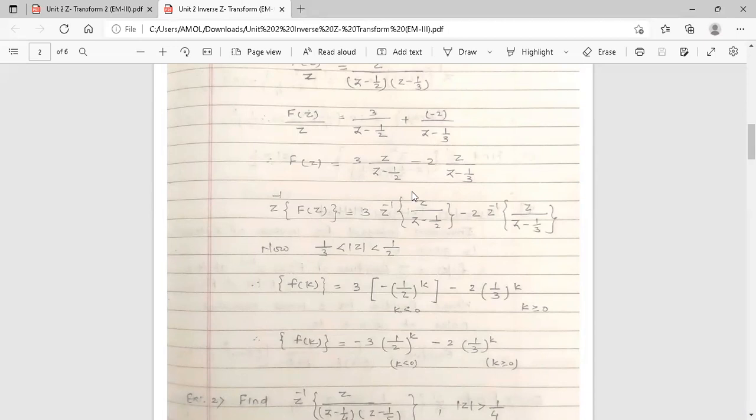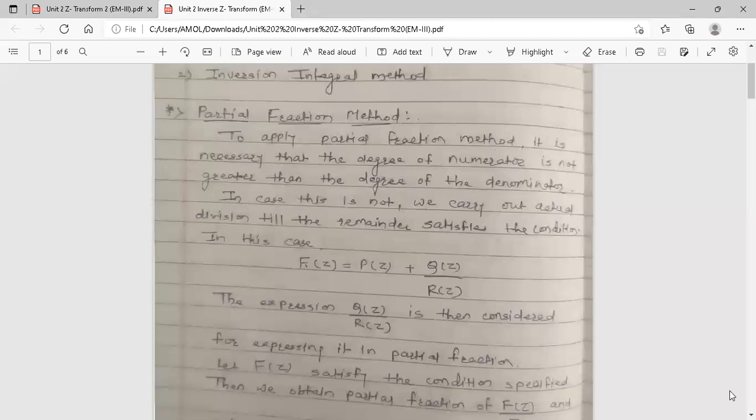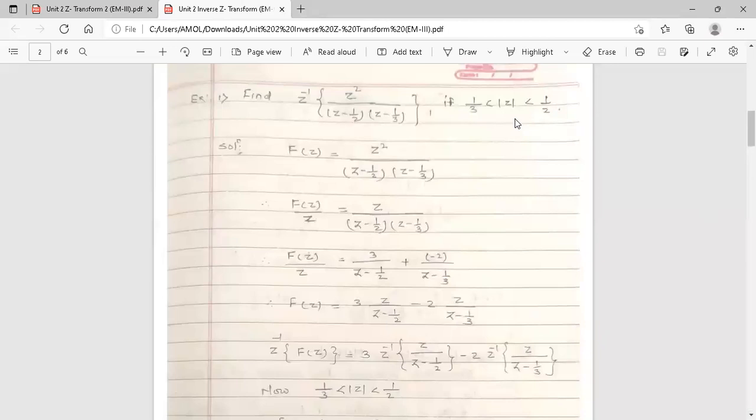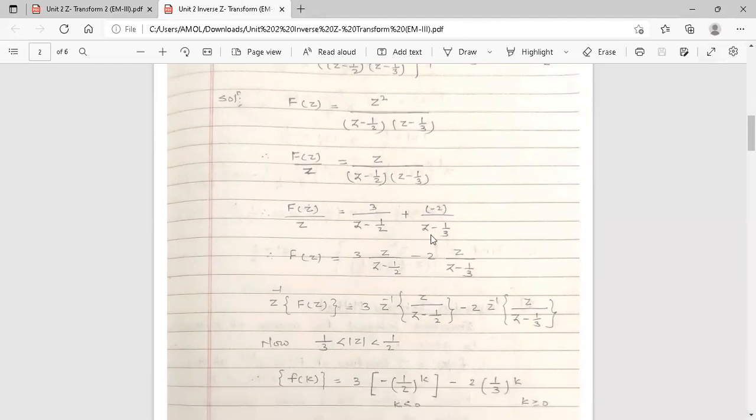Apply inverse z transform on both sides. So inverse z transform of f of z is equal to 3 constant, inverse z transform of z upon z minus 1/2, minus 2, inverse z transform of z upon z minus 1/3. Now the condition for z is here: 1/3 less than mod z less than 1/2. So depending on the condition 1/3 less than mod z less than 1/2.